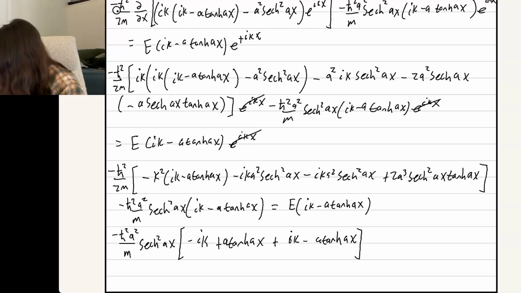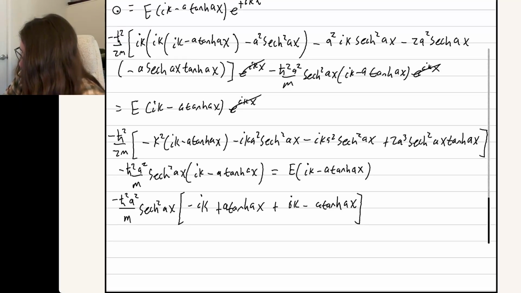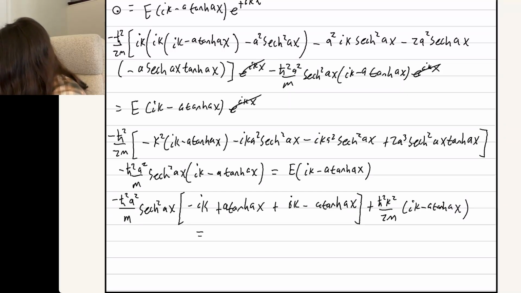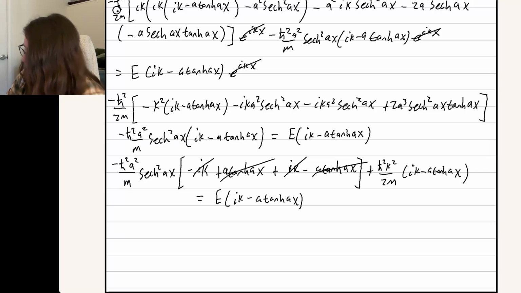So that's cool. Then we are going to take the k squared term out of there. So it's going to be h bar squared k squared over 2m times (ik minus a tanh ax). And then on the right hand side, still E times (ik minus a tanh ax). Okay. This term cancels out, this term cancels out, this term cancels out. So that whole thing is 0 now.